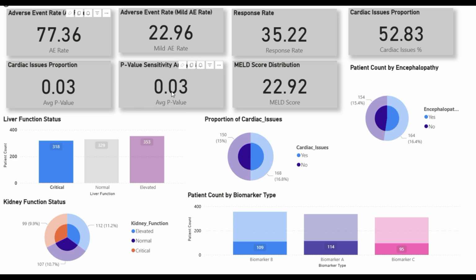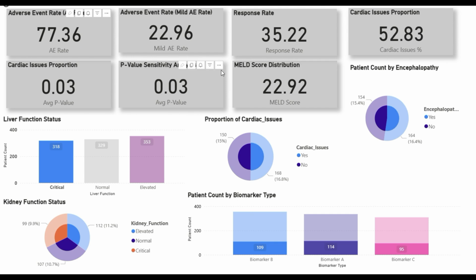The p-value is a statistical measure that tells us whether the differences we observe, like changes in response rate, are likely due to actual effects or just random variation. A lower p-value, typically below 0.05, suggests that the result is statistically significant and unlikely to be due to chance. Here, the p-value confirms that the changes seen in this critical group are meaningful from a statistical standpoint.